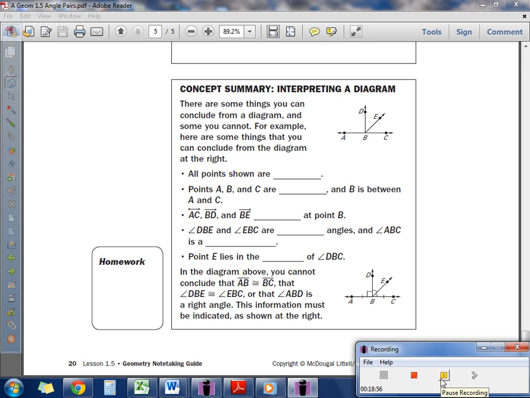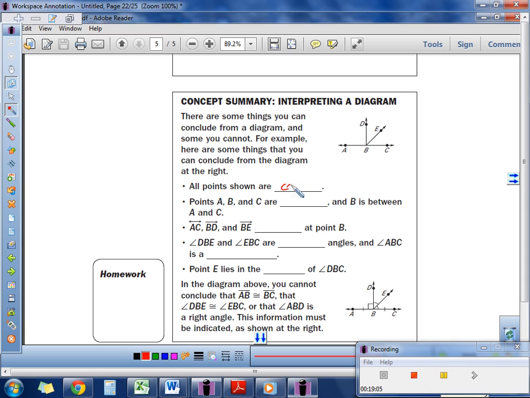For the concept summary, we can see that all points shown are, and this is a review word, on the same paper, so they are coplanar. So I can write that out. We can see that points A, B, and C are in a straight line, therefore they are collinear. And B is between A and C. The last ones concern these 3 crossing at point B. That means they intersect at point B.